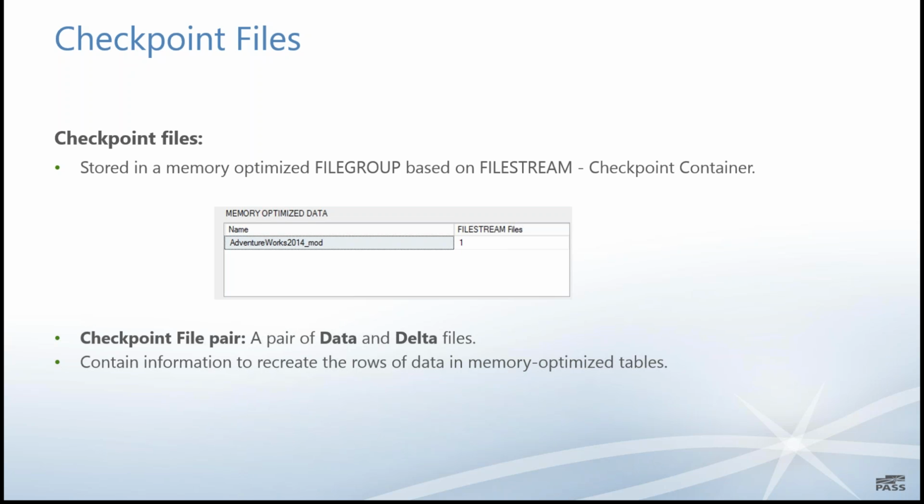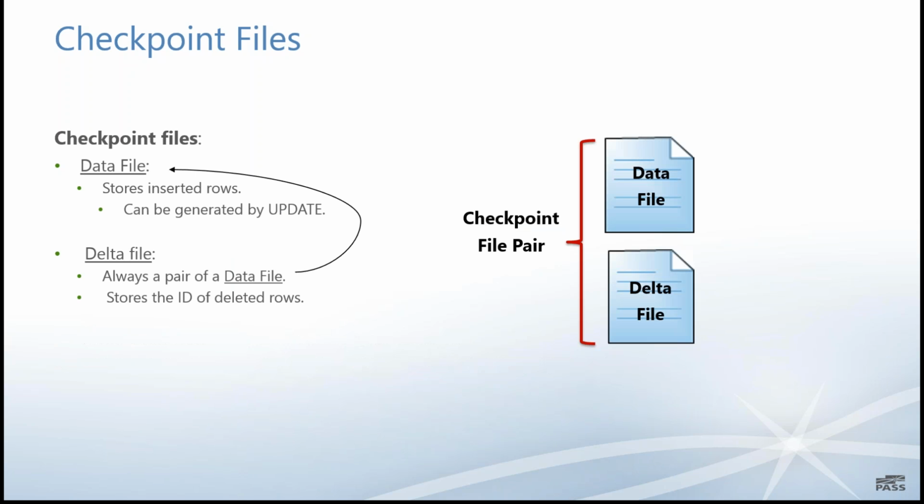Also, those rows are logged. All the operations that you do are logged for durable tables. But okay, going back to the checkpoint files, I said a checkpoint file is a pair of 2 files, of course, a pair. One is the data file, another one is the delta. The data file is responsible for storing all the inserted rows, okay? And this can be generated also by updates, because when you update, you are doing a delete and insert, okay?